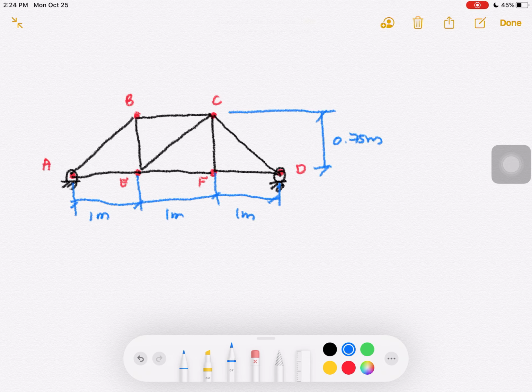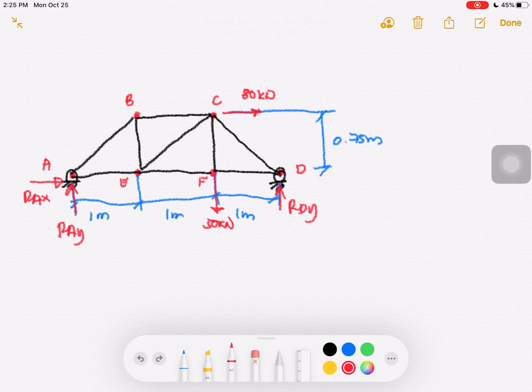So there's the truss, and we have external forces, 80 kilonewton here and 50 kilonewton here. So the first step is to calculate for the external forces. So we have here RAY and assumed RAX. And for this portion, we have RDY, or the reactions. Reactions at AX, reaction along AY, reaction along DY.